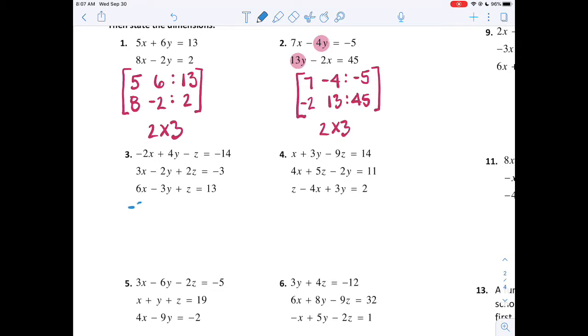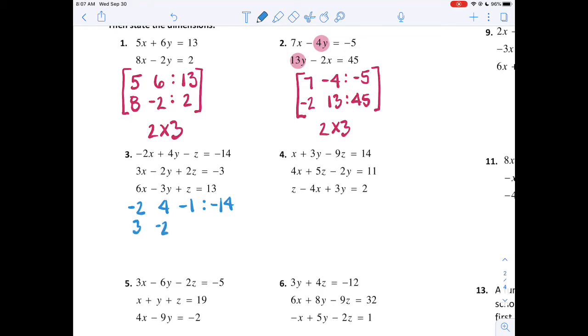I'm going to write all of the coefficients and constants, -2, 4. Anytime you see something that doesn't have a coefficient, think about what that coefficient needs to be. Remember that there's an implied 1 in front of any variable that doesn't have an actual number in front of it. So this is a -1, not a 0, but a -1. -14 is our D value.